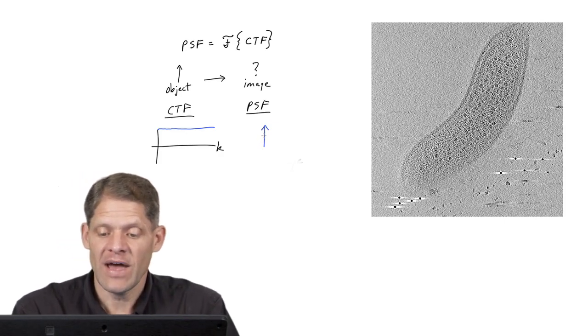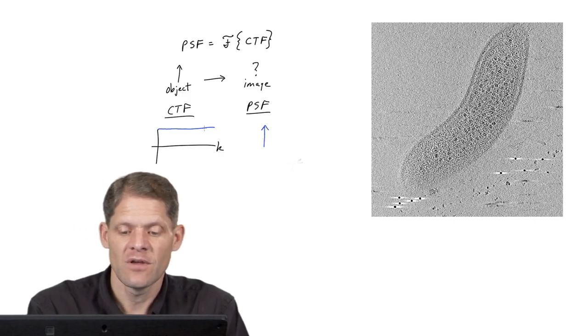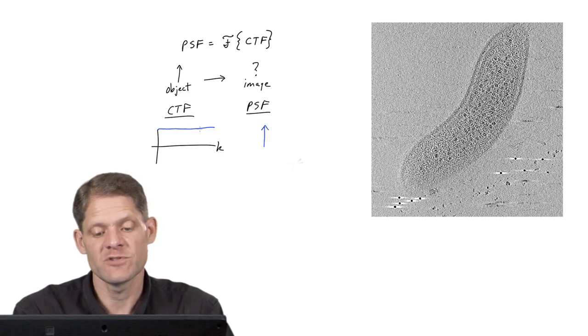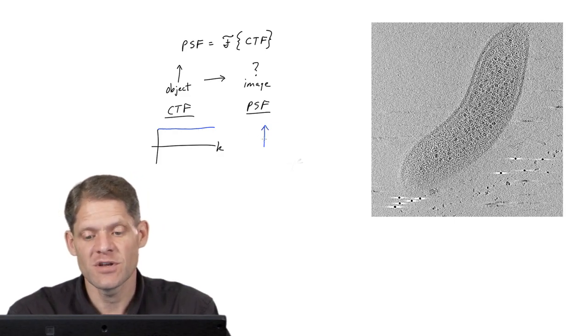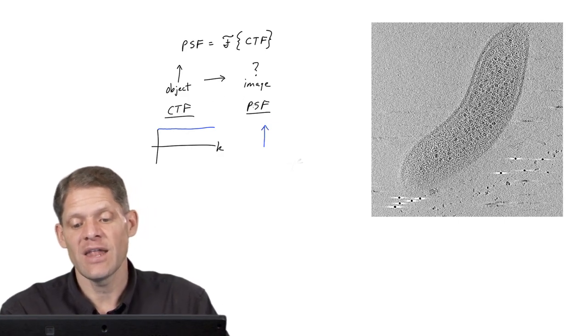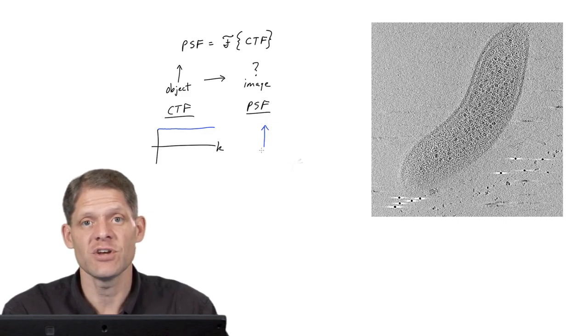Now, in fact, the Fourier transform of a delta function is a straight line, and vice versa. The Fourier transform of a straight line is a delta function. So we see that the relationship between the contrast transfer function and the point spread function is that they are the Fourier transform of each other.